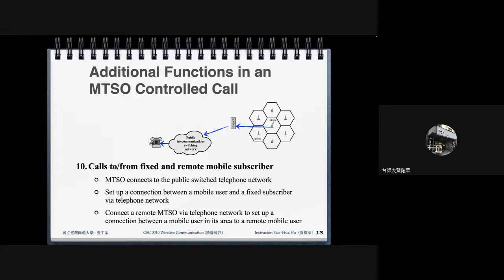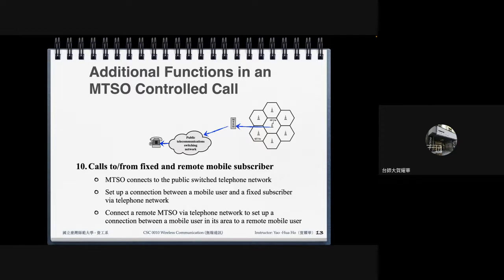Then there's also a function where you want to call from and to a remote subscriber. Say, for example, you want to call using a mobile phone to a home phone, or from a home phone to the mobile phone, right? Then that will go from the MTSO to the public telephone switch network. Then the public telephone switch network will find your home phone number and connect them. Similarly, if you want to dial from a home phone to a cell phone, it will go to the public telephone switch network, then talk to the MTSO. The MTSO then again will talk to the specific cell, paging them. Okay, so they will set up the connection between a mobile device and a fixed subscriber to the telephone network.